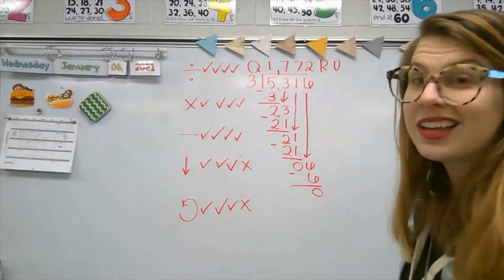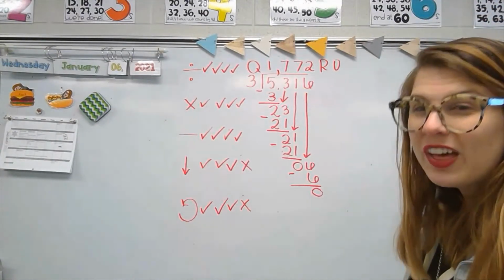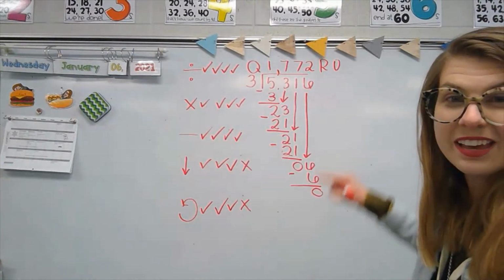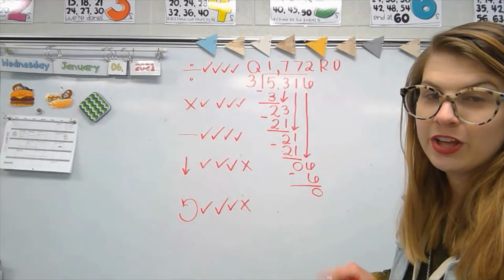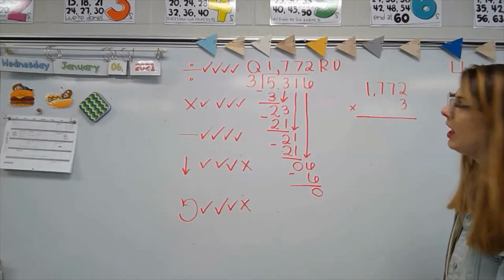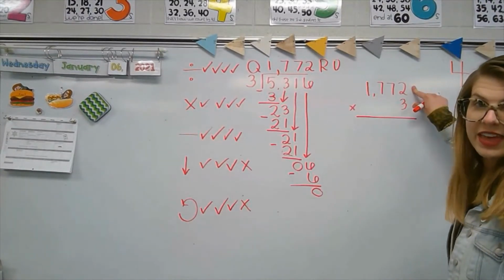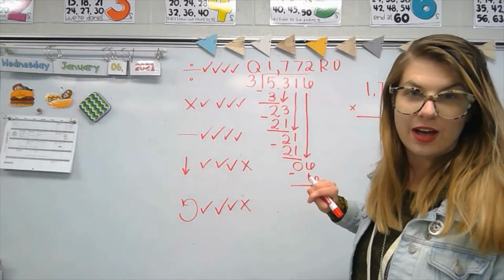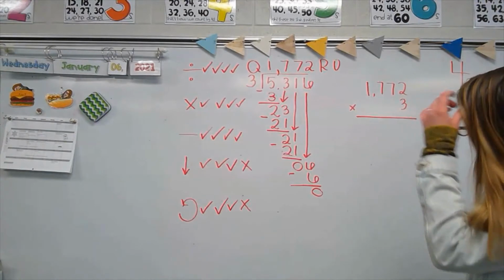I know, it's a lot to look at, but we've got to keep going. You know why? Because we have to multiply and see if we got the correct answer. So let's set up that multiplication problem. Remember, we're multiplying what's on the outside of the house to see if we can get what's on the inside of the house as our answer.